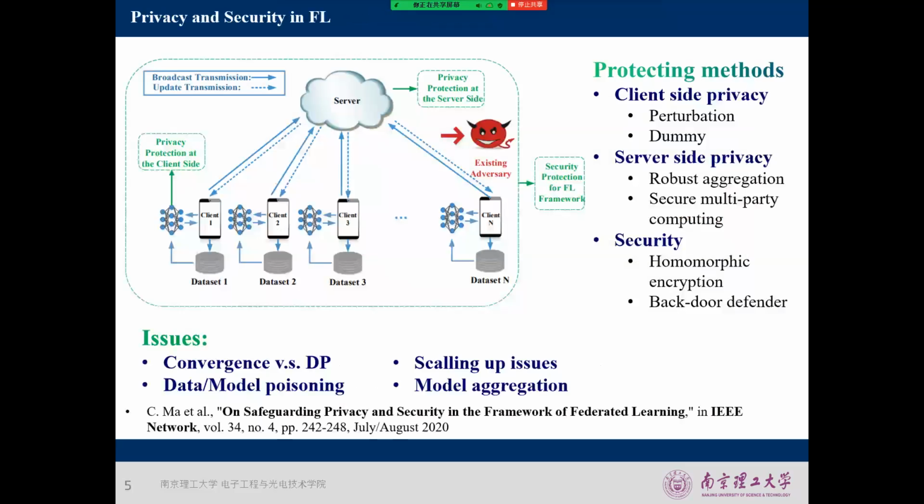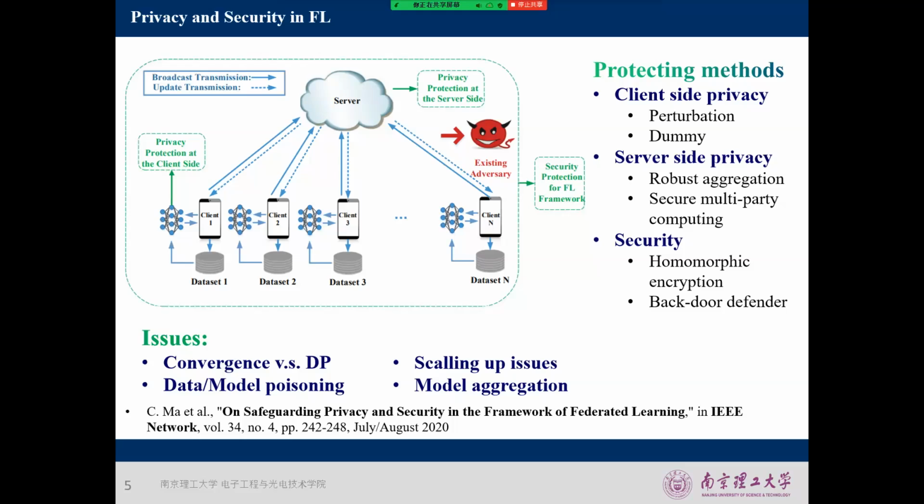So now we go back to federated learning. Actually, we began to do research work on federated learning in 2019. And we first wrote a magazine paper published in IEEE Network about the privacy and security issues in federated learning. We mainly summarize the privacy and security issues as privacy at the user side, privacy at the server side, and the whole system security problem.